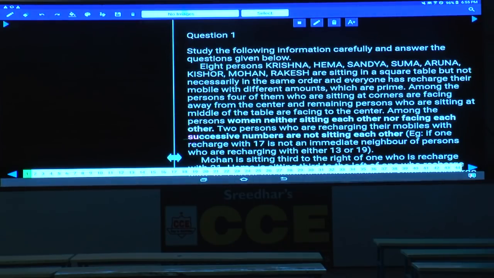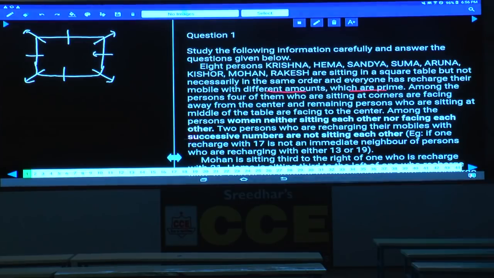The amount is also clearly given, which are prime numbers. Among the persons, 4 of them who are seated at the corners are facing away from the center. Among these 8 persons seated around a square table, 4 are seated away from the corners, and those at the corners are facing away from the center. Now the 4 persons who are seated at the centers of the sides are facing towards the center. Clear now?